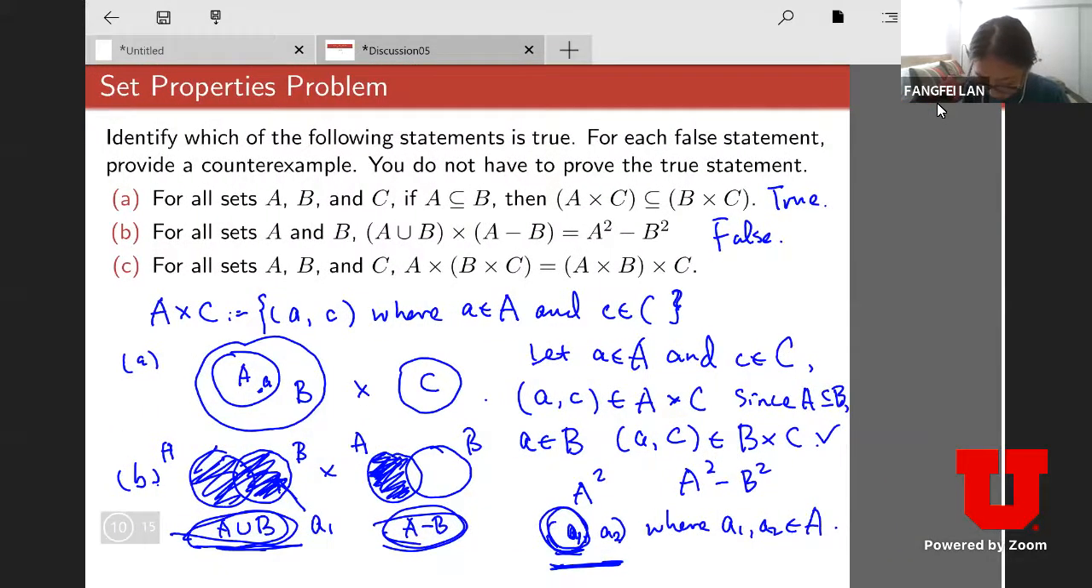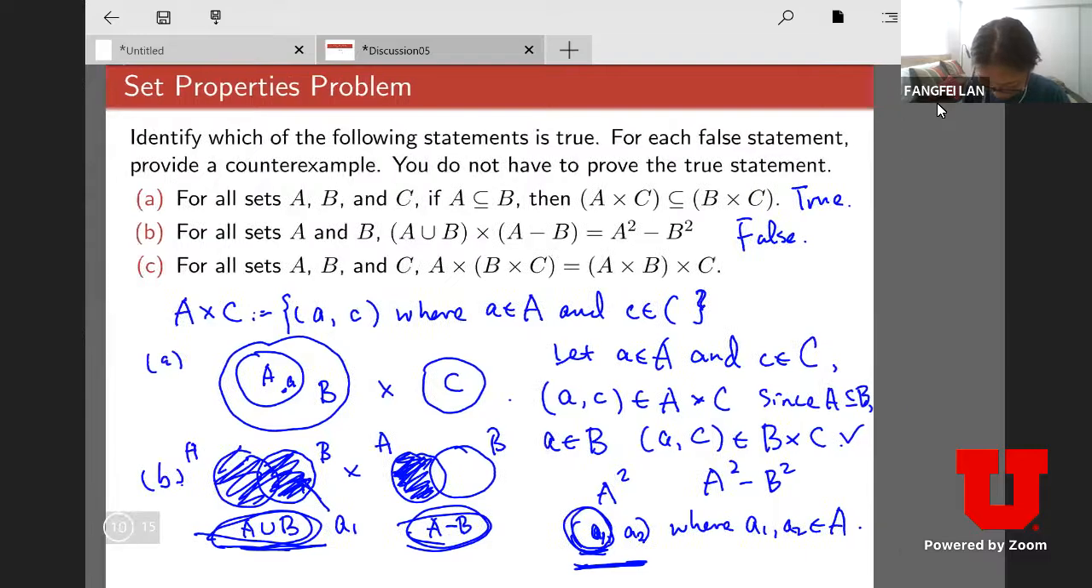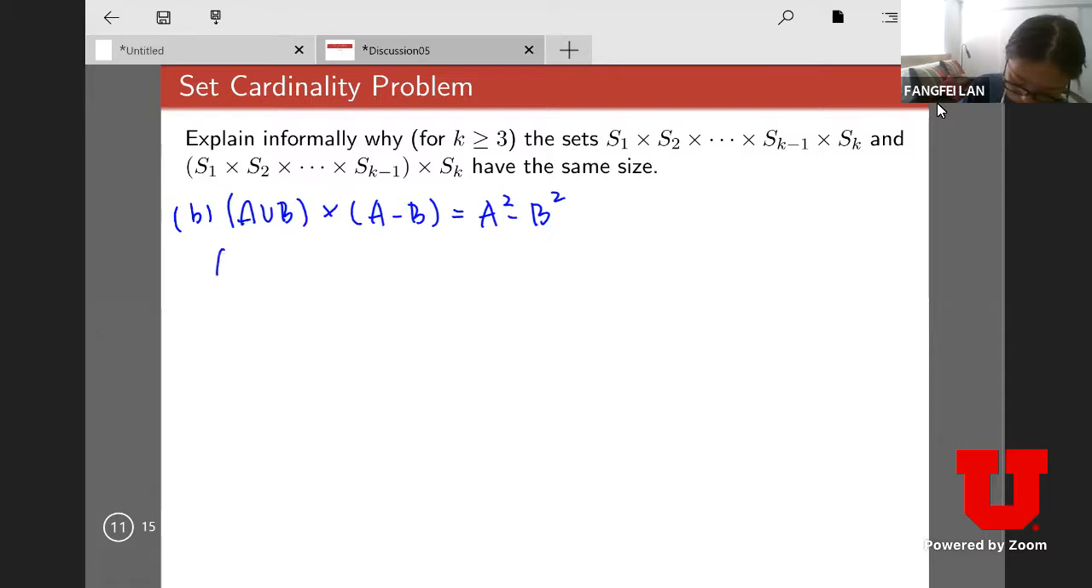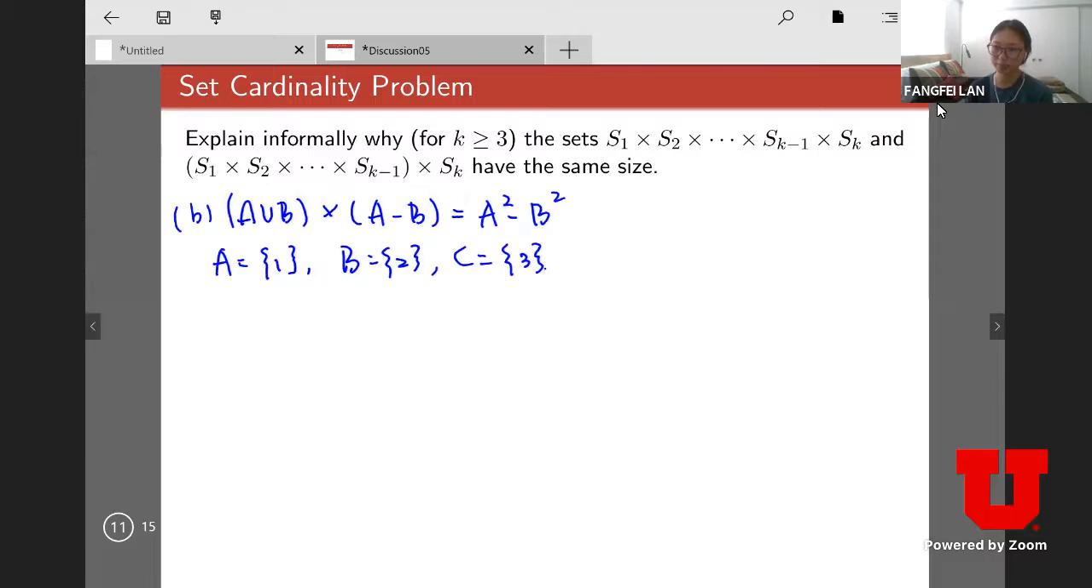We can actually do the same exact thing with B from the last one. Let me write the statement again. (A union B) cross (A minus B) is equal to A squared minus B squared. So that's the statement, right? So we do the same thing. Pick the simplest thing. I'm just going to pick it because it's easier. A is 1, B is 2, C is 3. Okay, so A union B is what?